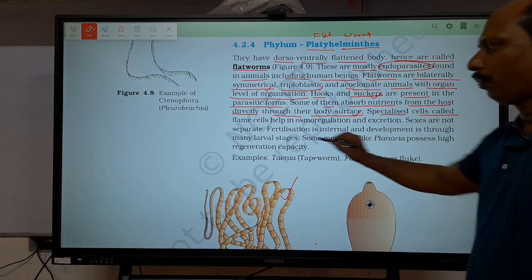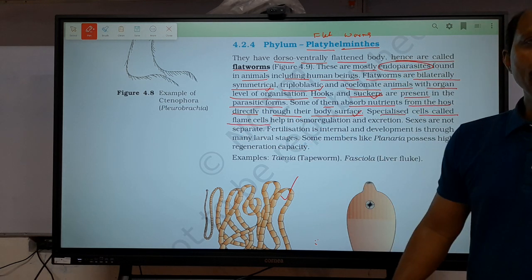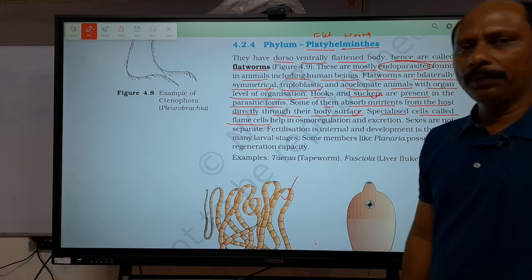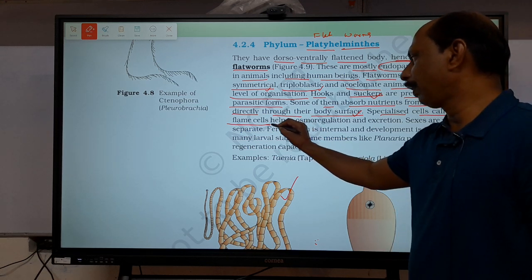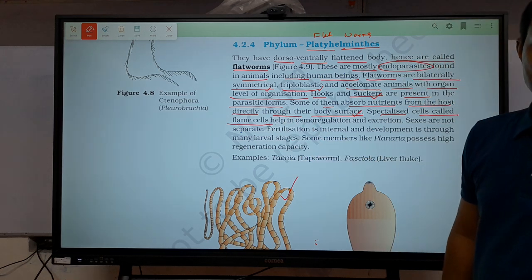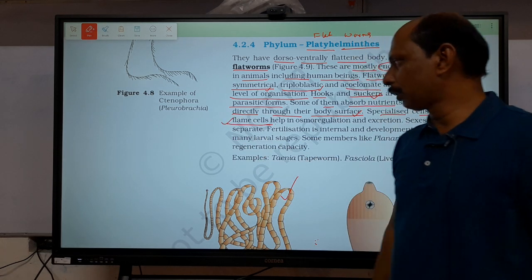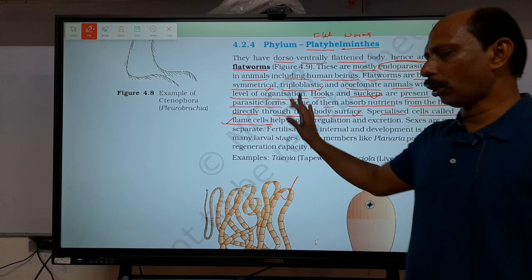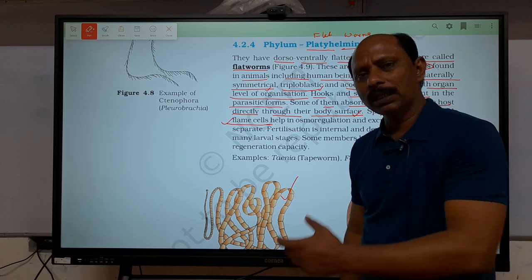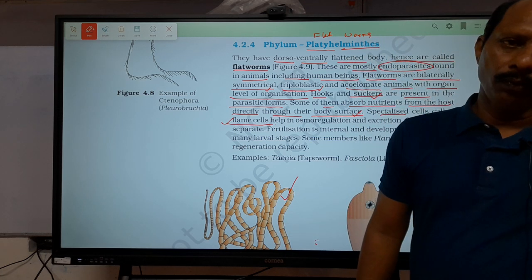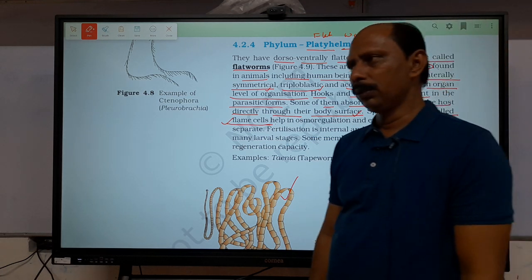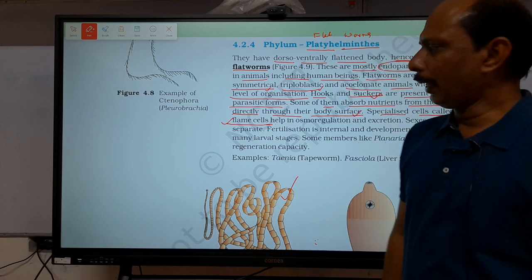Specialized cells are called flame cells. This is a unique cell present in this case. They are also called solenocytes. They are present in Platyhelminthes, and these flame cells are also present in urochordates.